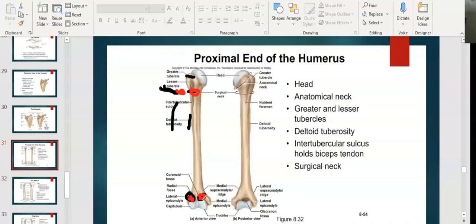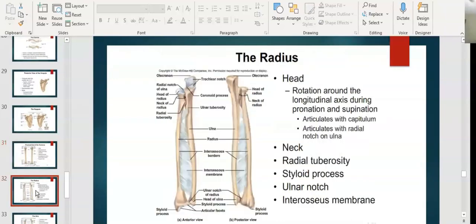So the ulna is going to pivot right here in this part right here. Therefore, this is going to be called the trochlea. And the radius is going to pivot in here in the capitulum. So these ones are going to work like tracks that will help these two bones articulate and go into these fossas right here. Now, if we go back to the other two bones, radius and the ulna.